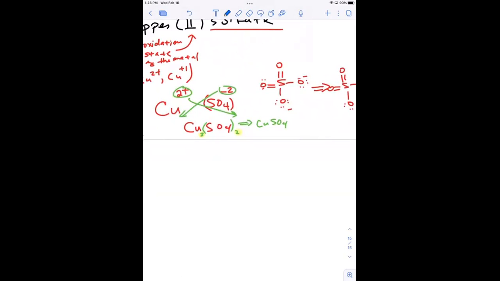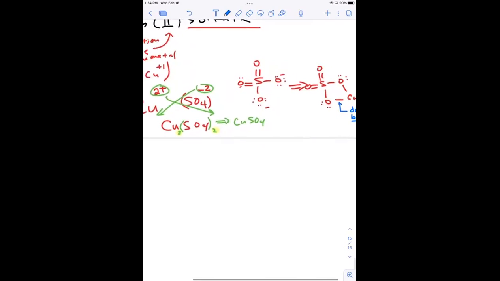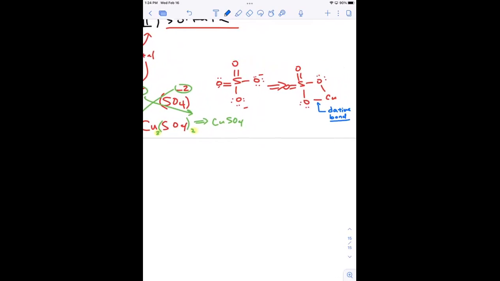Right, so it'll make this type of complex, but that explains the ratio, right? That they're 1 to 1, even though the sulfate has a -2 charge. So you would think under normal circumstances, well, I need 2 coppers to satisfy that, but you really don't. It'll just make a complex like that.